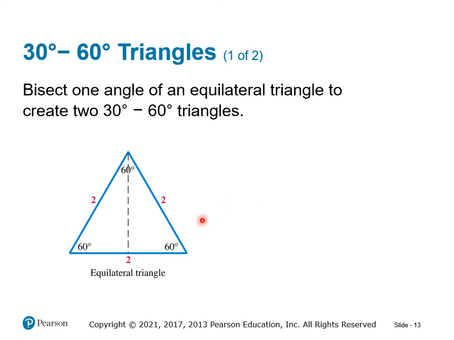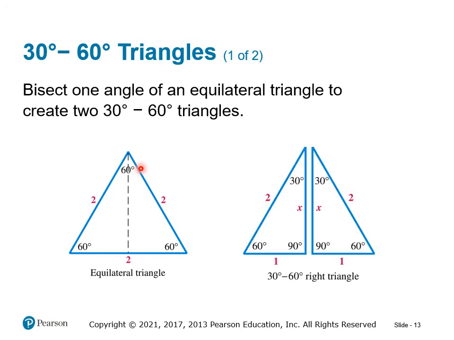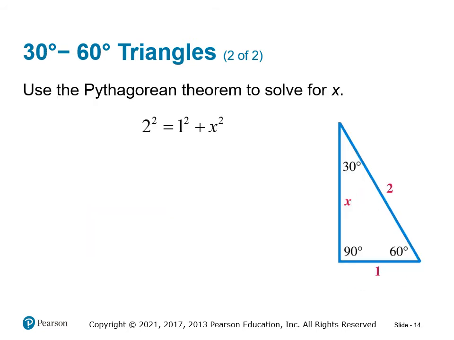triangle in half, notice what we have in half is, here's a 90 degree angle, because we're bisecting this. This is a perpendicular. So we have 90, 60, and 30 degrees. Well, we have a right triangle. We can figure out what this x value will be by using Pythagorean's theorem. Okay, so let's do that.